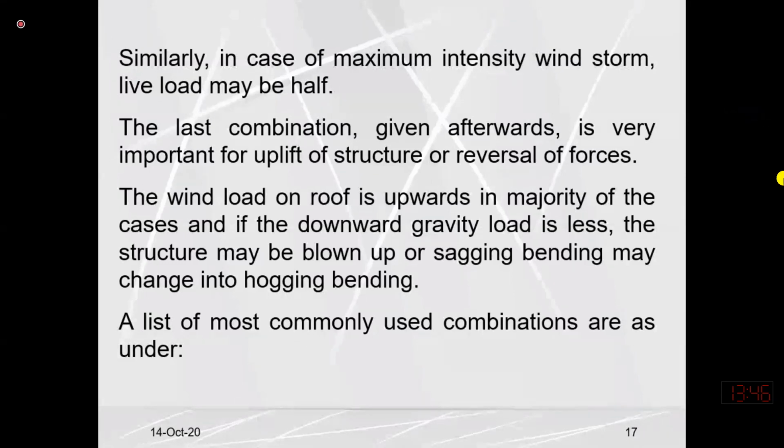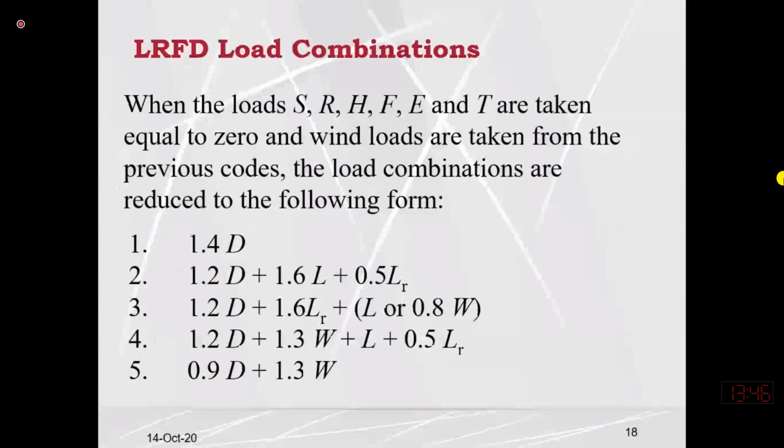Wind load on the roof is upward in the majority of cases, and if the downward gravity load is less, the structure may be blown up. Sagging bending may change into hogging bending. For example, if there is a heavy wind blowing and the door is open, the wind comes into the room and produces an uplifting effect on our roofing system. It will tend to push the roof upward. It means that it is countering the gravity effect. So in that case, we can reduce the gravity load or live load.